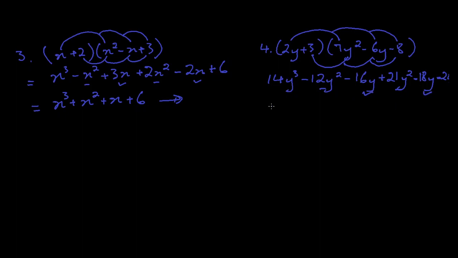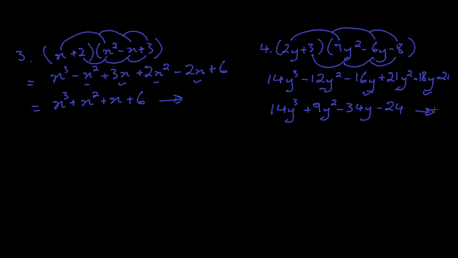So we're going to drop this as it is. So it's going to be 14y cubed. Then your minus 12y plus 21y is going to bring us to, okay, what's 21 minus 12? It's going to bring us to positive 9y squared. Then this negative 16 and minus 18 is going to give us negative 34. Since their signs are the same, you just simply add them. Then we're going to drop the minus 24 as it is. Then abracadabra, that's how you solve it.